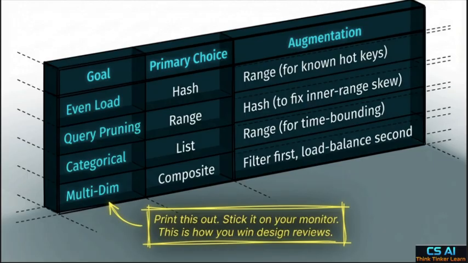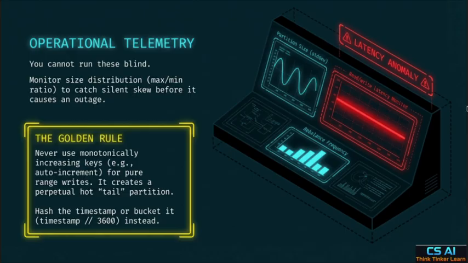An advanced pattern is a composite key. When one column can't satisfy both locality and distribution, we combine them. The partition key determines which physical shard the data lives on to satisfy query locality. The clustering key determines the sort order physically on the disk within that shard. This allows you to isolate queries to a single node while maintaining highly efficient sorted retrieval.